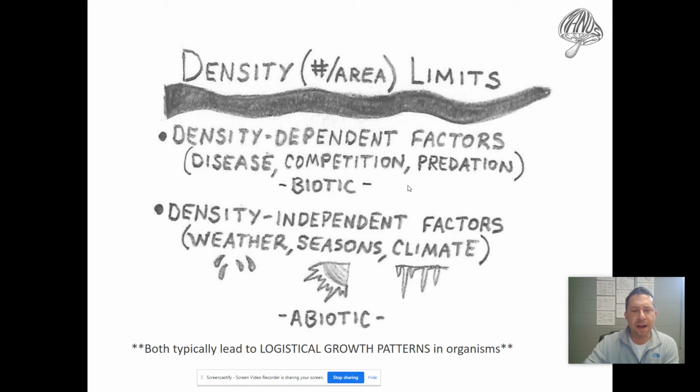Density independent factors, on the other hand, are typically going to be abiotic factors. They're going to be occurring regardless of the population size. So weather, seasons, and climate are all good examples of density independent factors. They are independent of the density.